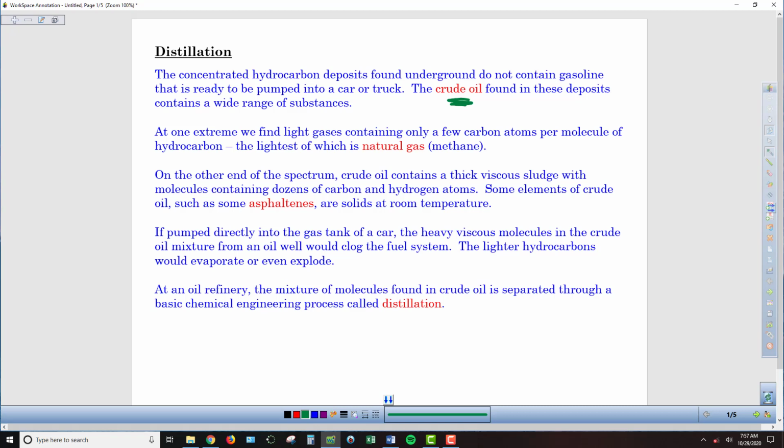On one end, you've got light gases, the lightest of which, natural gas, can definitely be used as a fuel. On the other end, you've got hydrocarbons that contain dozens of atoms of carbon and hydrogen. Some of them are referred to as asphaltenes. They're even solid at room temperature, and indeed, by the name, they are used as a constituent in asphalt for paving roads and tarring roofs.